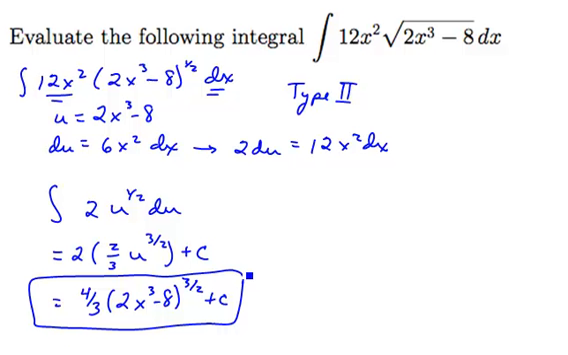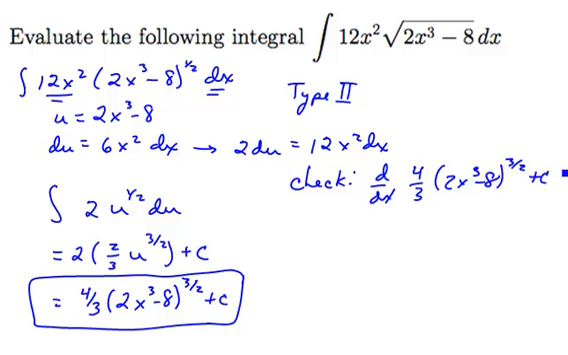I'm going to need a chain rule on this derivative. I'll pull the 4/3 out of the way, bring the exponent down, leave what's inside alone, reduce the exponent by 1, 1 less than 3/2 is 1/2, and then multiply by the derivative of the inside. That'll be a 6x squared. And the constant again, derivative is 0.